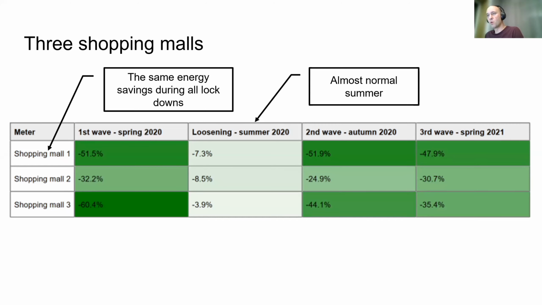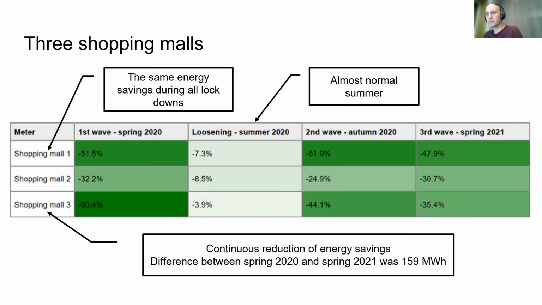In the case of shopping mall 1, we see that during the first spring, first wave, they consumed more than 50% less energy, and they were able to maintain the same level of energy reduction during all the next waves of COVID. But surprisingly, if you look at shopping mall 3, actually the biggest one from these, they have some exceptional energy savings during the first lockdown, but they were not able to maintain these exceptional savings, and they end up with just 35% energy reduction.